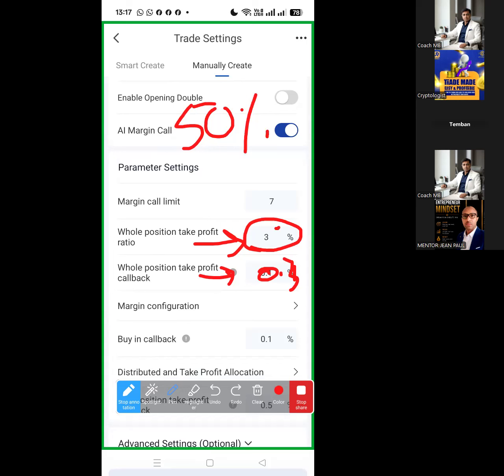So what you are saying is, after the market has reached 50% and starts falling, with 0.3, I'll get almost 47%. So you are saying that after the price has gone up by 50% and then starts falling by only 0.3%, then it will sell for you. Yes. So that is the benefit here that I'm trying to explain.